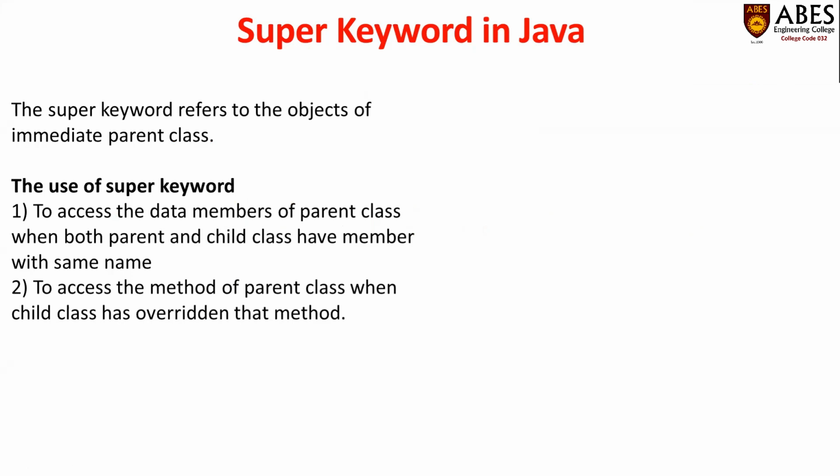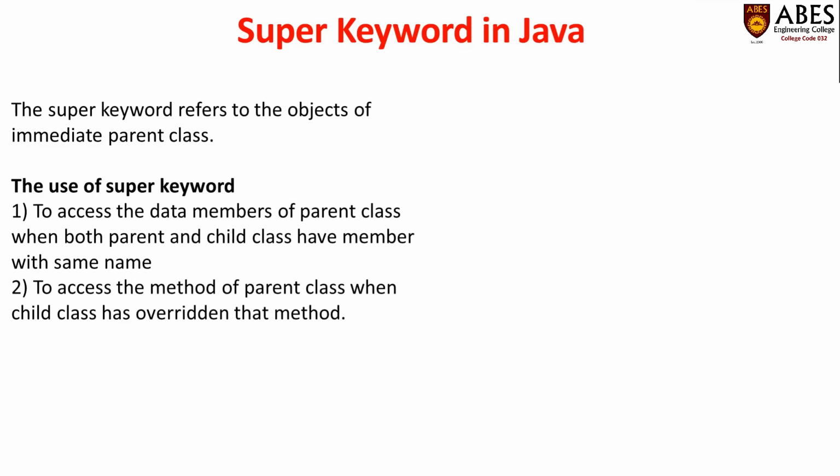First is to access the data member of a parent class when both parent and child class have a member with the same name. Means if the data member of a parent class and child class both are having the same name, then to access the data member of a parent class, we need to use the super keyword.